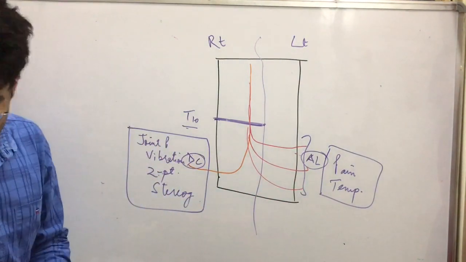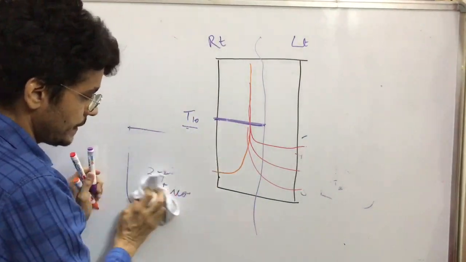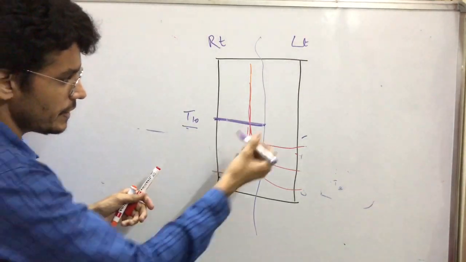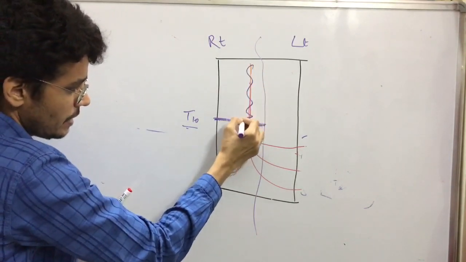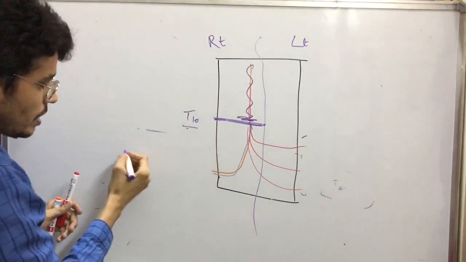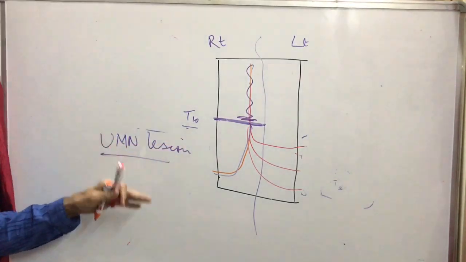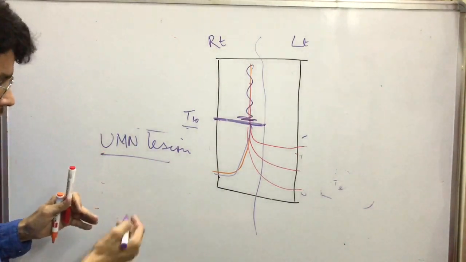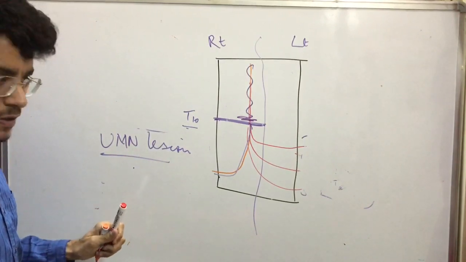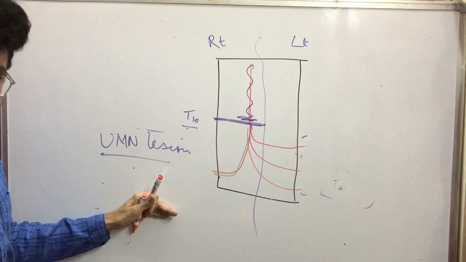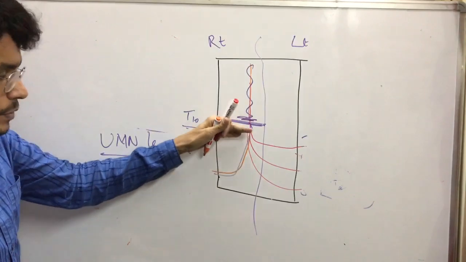Now what about the motor part? The motor part is, below the T10 on the same side, because this side is okay, the upper motor neuron has been cut, so there will be an upper motor neuron lesion. Upper motor neuron lesion features below T10. And what are those? There will be spasticity, there will be hyperreflexia of the deep tendon reflexes, there will be the Babinski sign, right? There will be weakness of the muscle. Everything will happen below the T10.